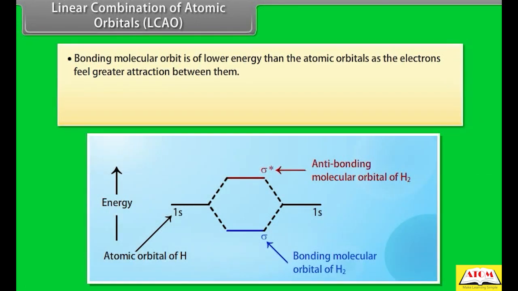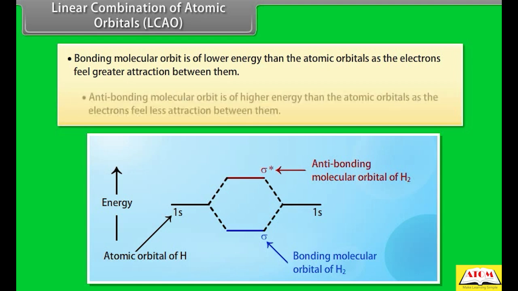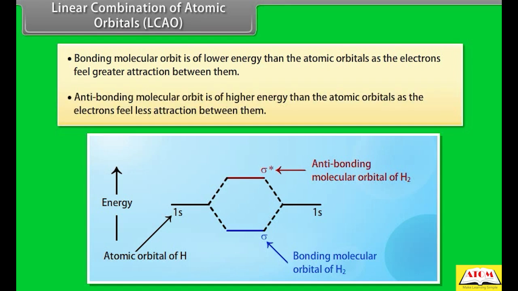Bonding molecular orbital is of lower energy than the atomic orbitals as the electrons feel greater attraction between them. Anti-bonding molecular orbital is of higher energy than the atomic orbitals as the electrons feel less attraction between them.